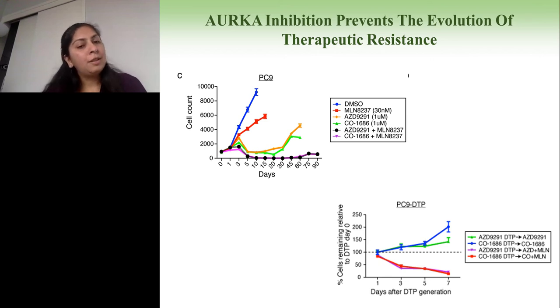And when you take the residual cells, meaning the cells that initially survive the EGFR TKI therapy, one in green and one in blue, they can form this residual disease. But when you co-treat them with the combination with Aurora kinase inhibitor in green, in pink and in red, you see that there is a regression of this residual disease.